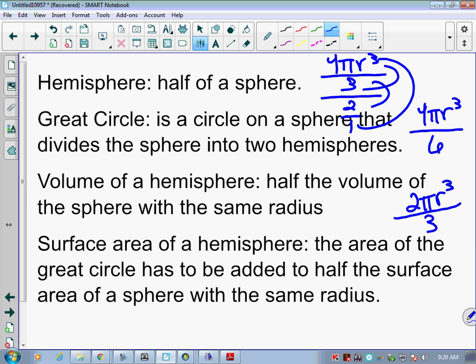Okay, so how do I find the volume of a hemisphere? And again, I don't know why they don't give you that formula, but it's 2 pi r cubed divided by 3. Okay? And that makes sense because half of 4/3 should be 2/3, right? So you won't find that formula in your book, to my knowledge. I don't know why they don't necessarily list it, but they don't.